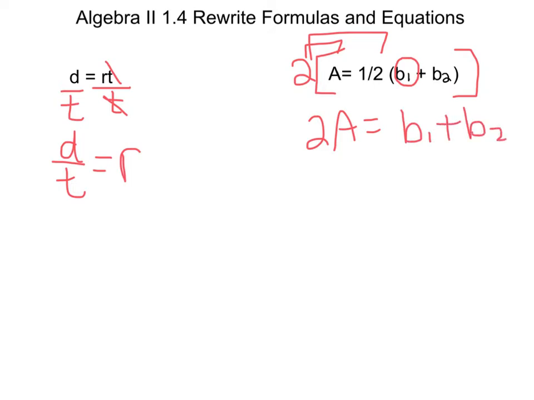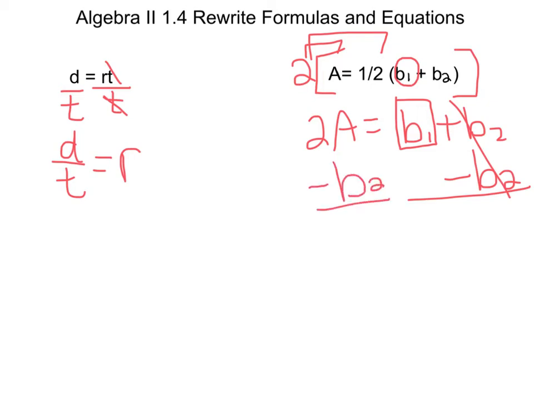Again, we are still trying to solve for base 1, and we have a positive base 2 on the right side with the base 1, so we will subtract base 2 to eliminate it. If we do that to the right side, we must do it to the left. So that gives us 2a minus base 2 equals base 1. And so now we have solved for base 1. We have isolated the base 1 on one side of the equal sign.